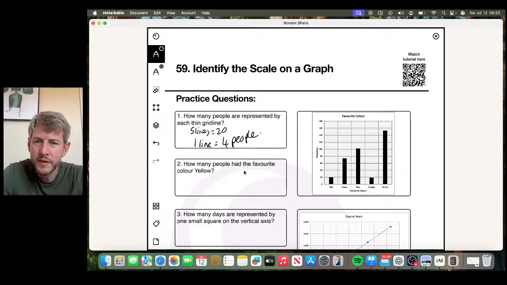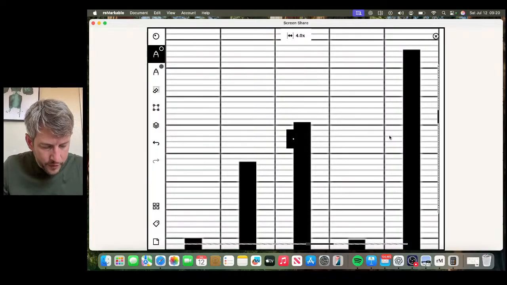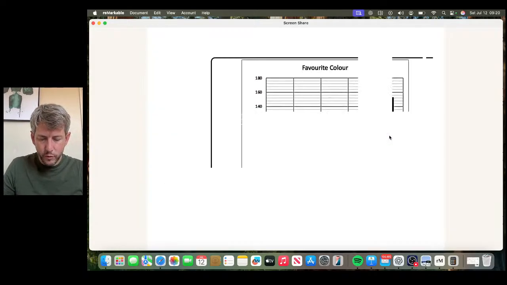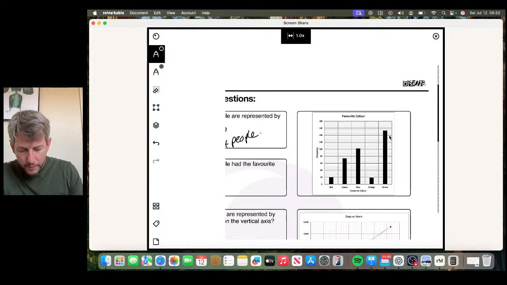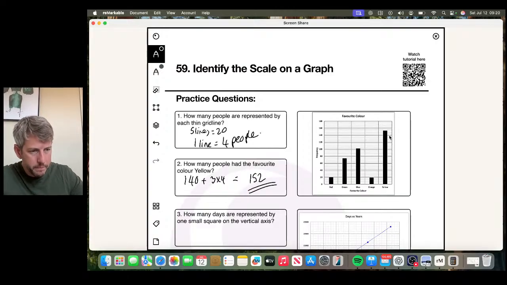How many people had the favourite colour yellow? Okay, so this looks to me like it lands, here we go, on this line here. 1, 2, 3. So it lands 3 up from 140. 3 up from 140 is, well, 140 plus 3 times 4. So that would be 152. Okay.